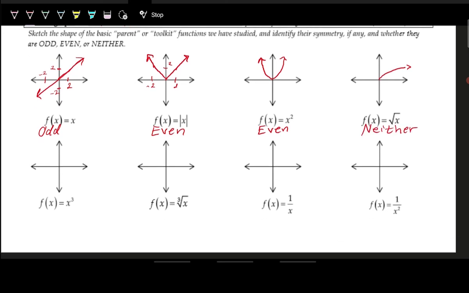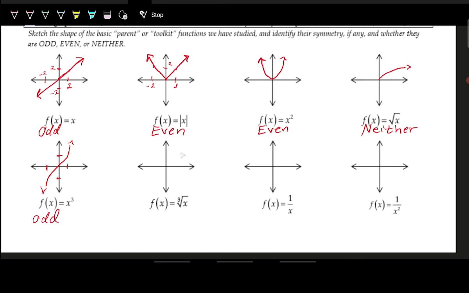So then for x cubed, sketch that one out. If you plug in a positive number for the input, you're going to get some positive output. And if you plug in the negative version of that input, you're going to get the negative version of that output. All right, 2 cubed is 8. Put that in a calculator. Negative 2 cubed is negative 8. So you get those opposite outputs. So this one is odd.